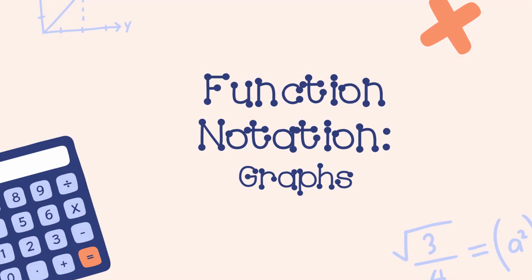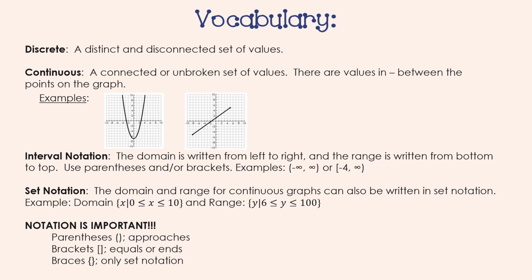So now we're going to continue looking at function notation, but this time we are going to use graphs. A lot of vocabulary that is super important. So a reminder, discrete is distinct or disconnected set of values, very specific points. All of the sequences that we have looked at up until this point are discrete because there were specific values.